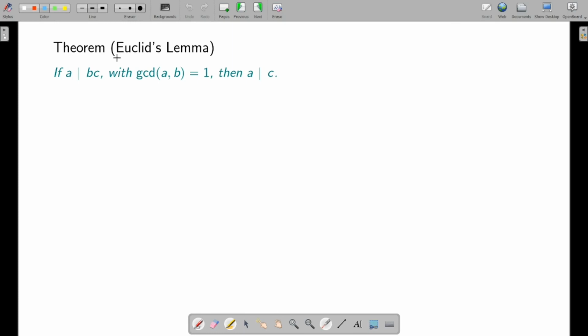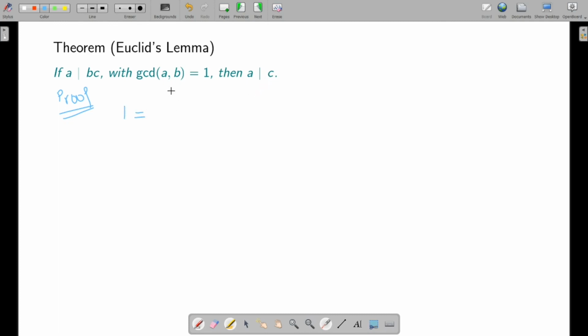Okay, this is called Euclid's lemma. This is a very interesting fact, and we use this very, very often. So if A divides BC and the GCD of A and B is 1, that is, when the GCD of two elements is 1, we say that they are relatively prime. That means they have no divisors in common except for 1. So if A divides BC and the GCD of A and B is 1, then A will have to divide C.